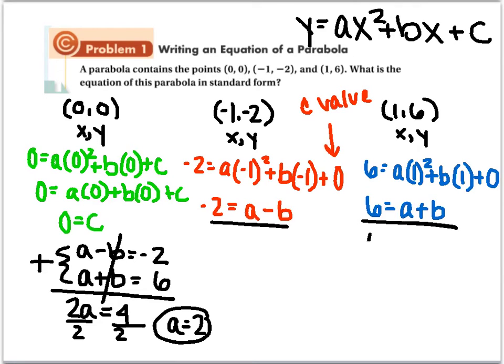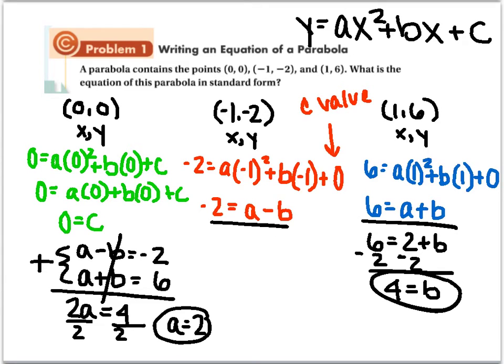Don't forget about going back to find your other variable. If a is 2, then we can find that b is 4. And we have a, b, and c.